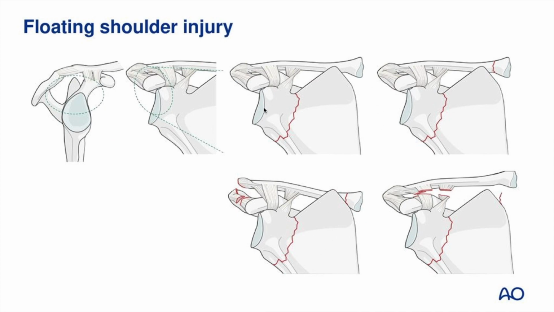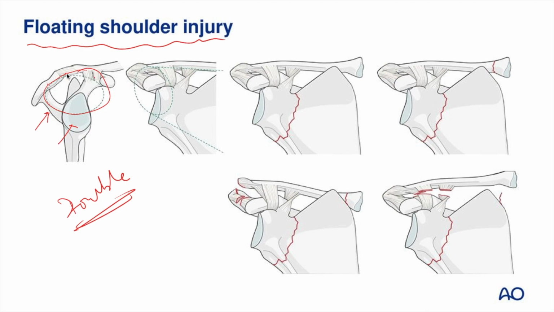Now, there's another concept we have to be sure of, because there's something called a floating shoulder injury, which will be dealt with in another video, right? So there's a suspensory ligament, which is a circle here. It includes the coracoclavicular ligaments, acromioclavicular ligament, acromion, spine of the scapula, and the glenoid. So if two or more of these structures are injured, then we say it is a double injury to the suspensory mechanism of the shoulder girdle, right?